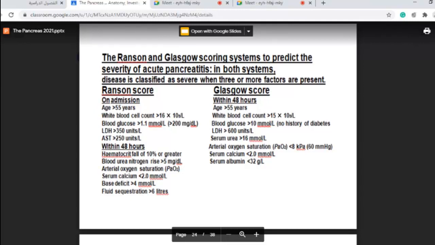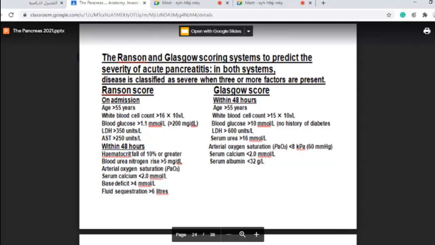Arterial oxygen saturation, PaO2. Serum calcium less than 2 millimole per liter, because there will be calcification and saponification and decreased serum calcium. Base deficit more than 4 millimole per liter, and the fluid sequestration more than 6 liters. This is the Ransom scoring system for the severity of acute pancreatitis.